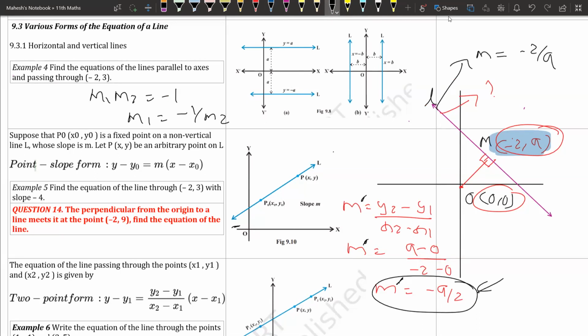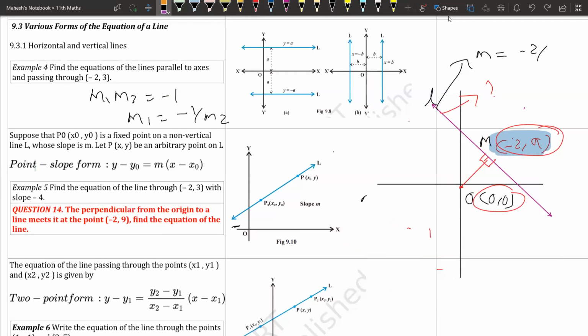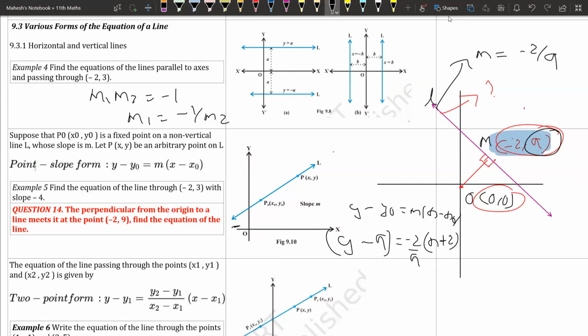Once we get the slope of this line, we can find the equation of this line using the point-slope form. I'll be applying the same formula here: y minus y naught is equal to m times (x minus x naught). So y will be as it is. I'm replacing y naught with this point, so y minus 9 is equal to m, and we have obtained m as minus 2 over 9. That is multiplied by x minus x naught. Clearly x naught is minus 2, so it will become plus 2.